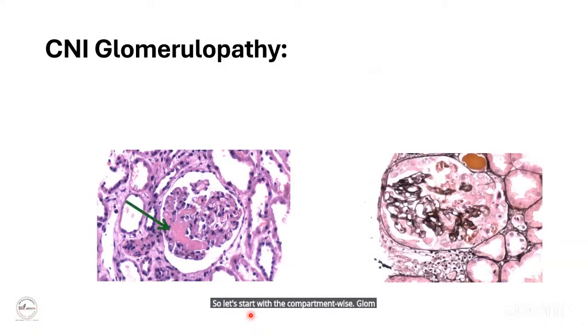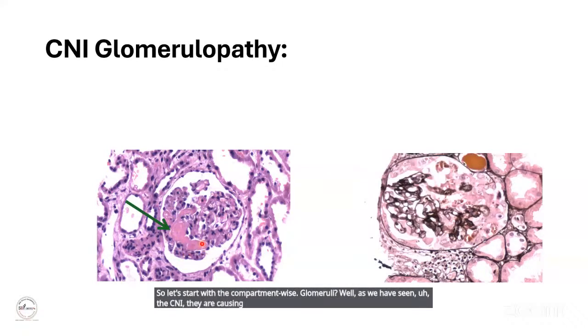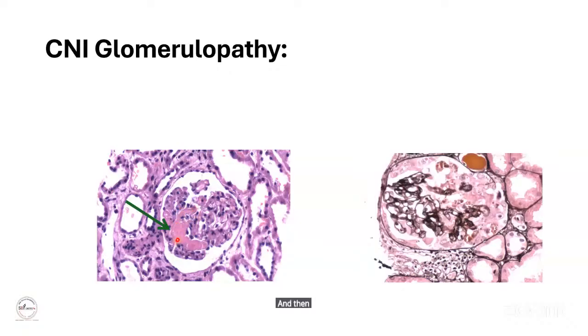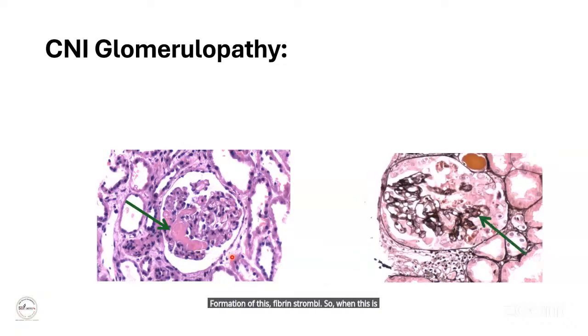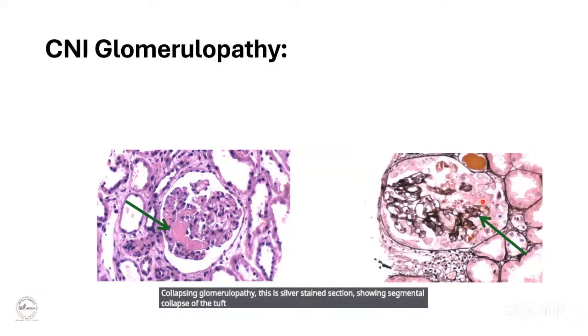Glomeruli, as we have seen, the CNI, they are causing the vasoconstriction and releasing of endothelin and causing ischemia, and then endothelial injury also, which will trigger the coagulation cascade and formation of this fibrin thrombi. So when this is seen, also we can see the collapsing glomerulopathy. This is silver stained section showing segmental collapse of the tuft with hypertrophy and hyperplasia of the overlying podocytes with this protein resorption droplets.